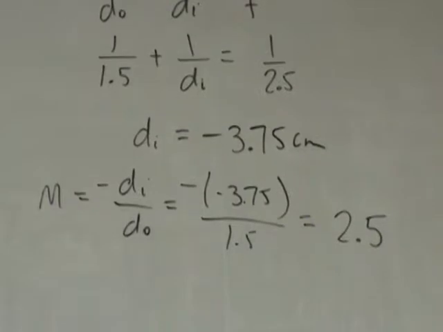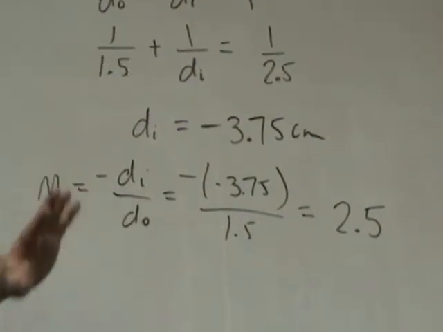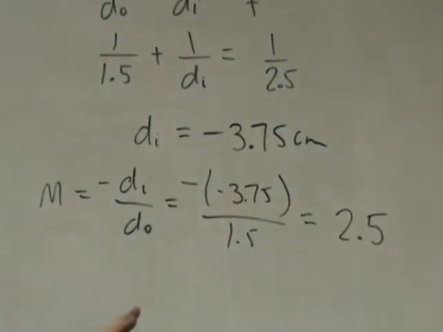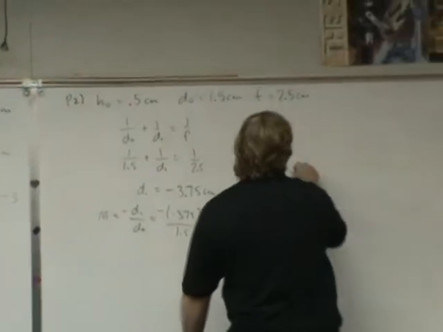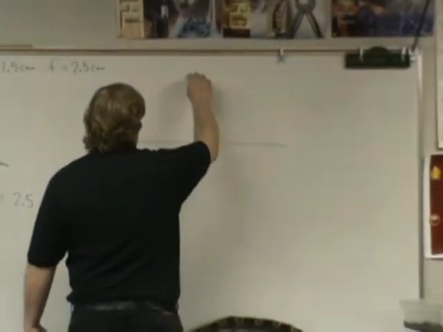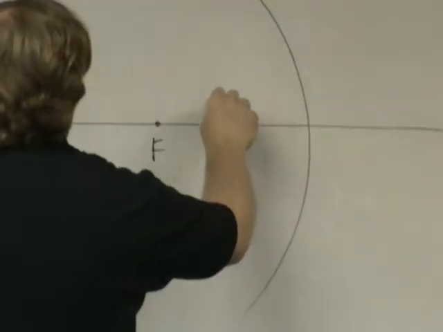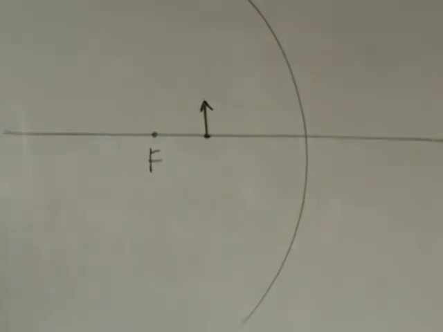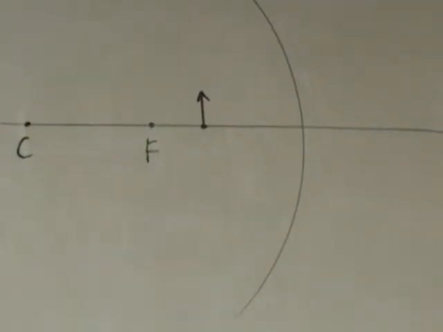Let me show you how that shakes out. You're going to do a ray drawing momentarily, but I want to freehand the ray drawing for you to show you what it ends up looking like. Then you'll do it more carefully. Here, principal axis, mirror, focus, object, center of curvature. I'm freehanding it, you guys are going to be careful with it.